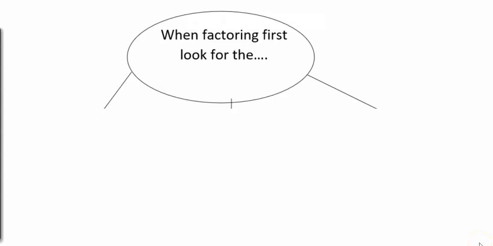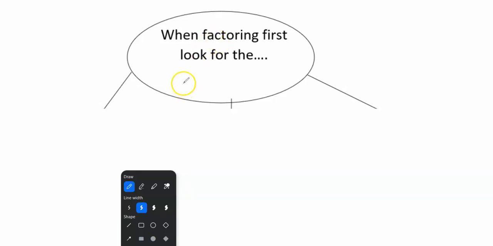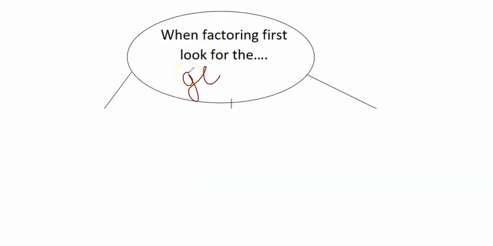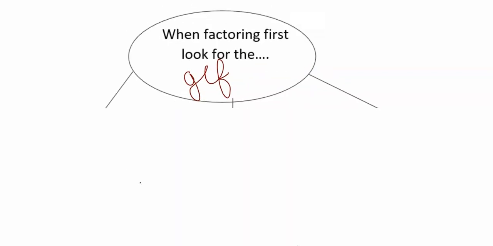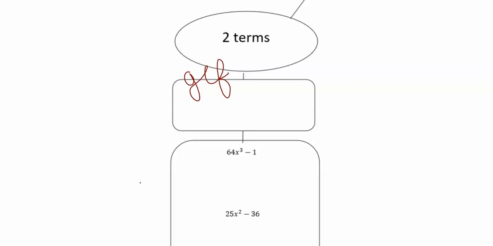So we're going to start on our first page of reviewing what we can do whenever we see a factor. First thing we're always going to look for is a greatest common factor. So always going to look for a greatest common factor. And then next we're going to talk about what to do when we have two terms.